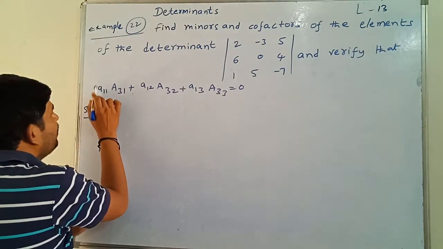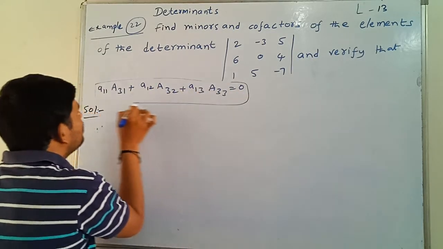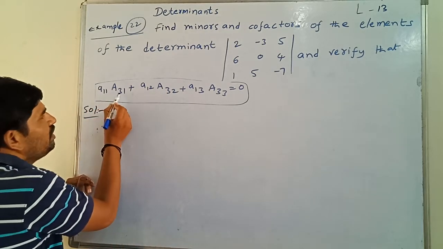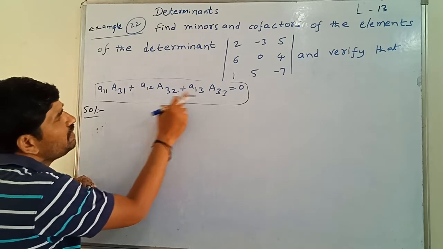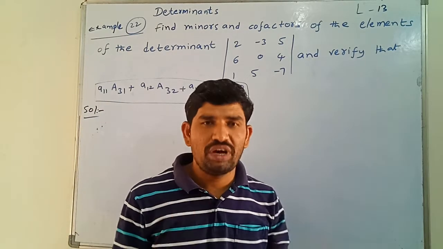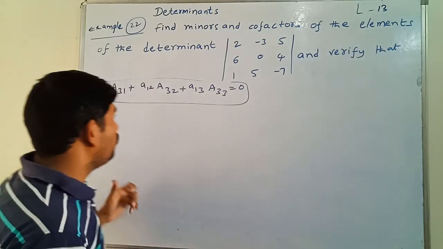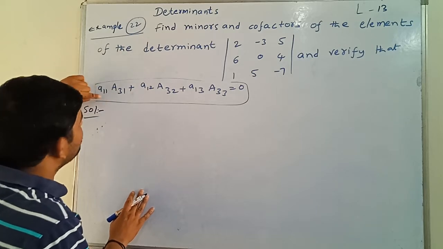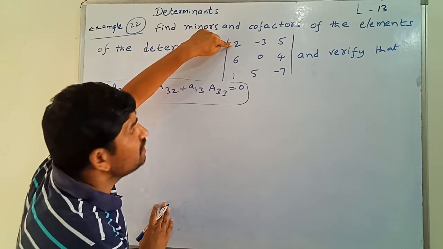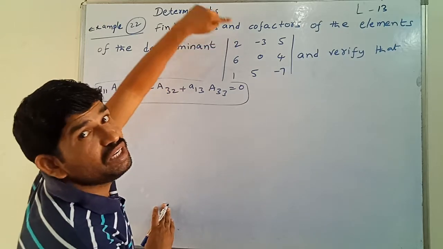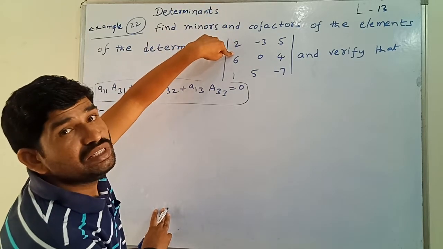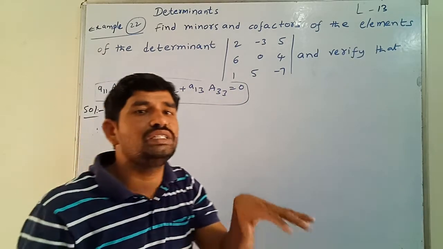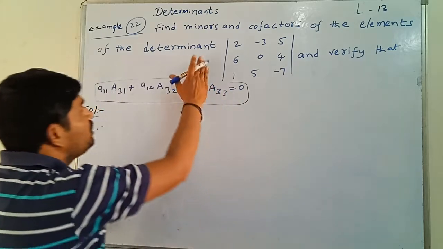So we have to verify whether this is giving the result 0 or not. What is this? See once again, a11 into A31. Whatever capital letters are there, that indicates the cofactors. One important note I told just now: a11 into A31 means a11 is in the first row. The elements of the first row which are multiplied with the cofactors of the other row, then the sum is giving the result 0. In this question I will show whether it is correct or wrong. First all of you copy this, I will write.